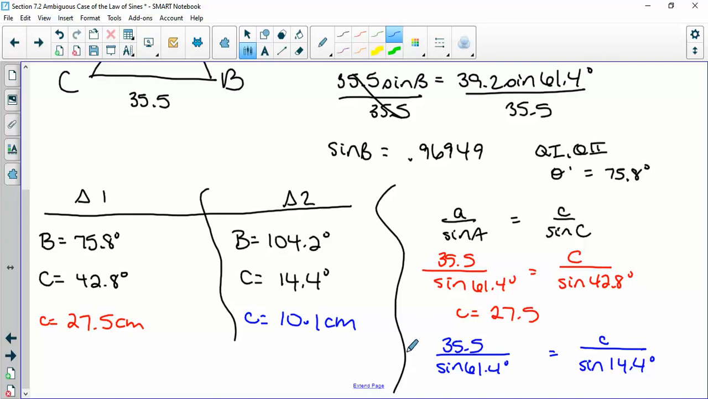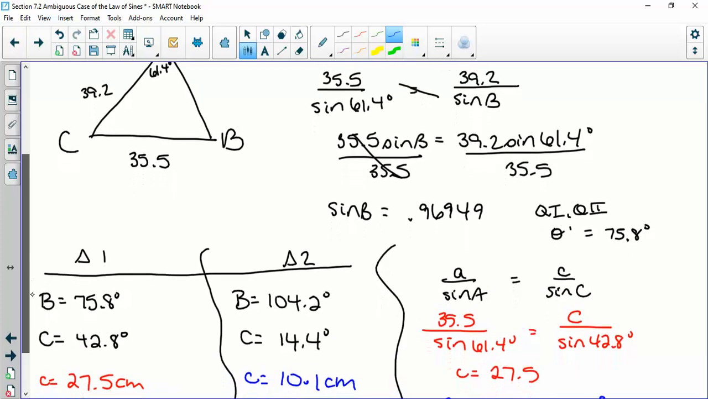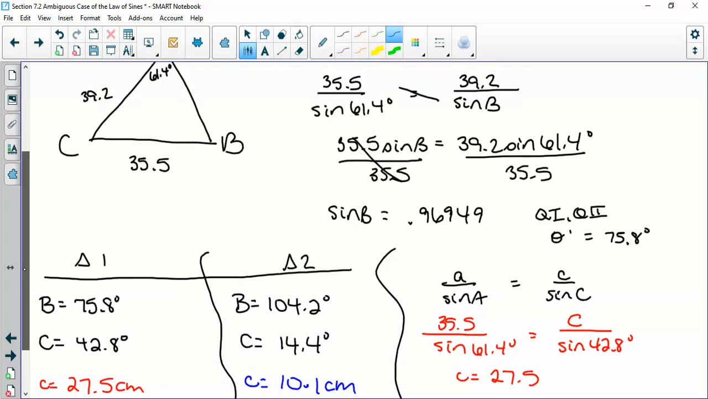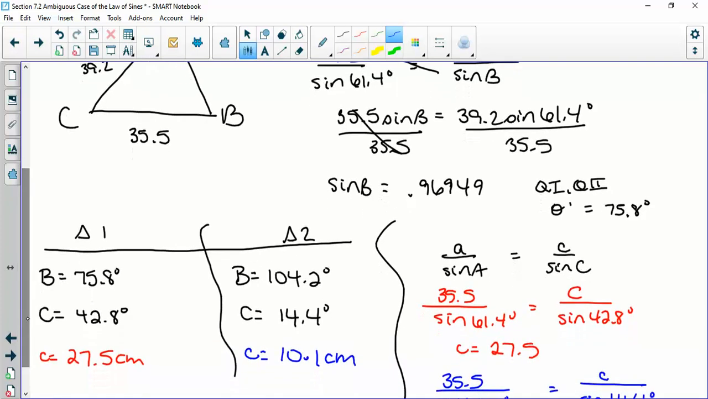Is everyone okay with how I got this? Quick check, just to verify. My biggest angle in the first triangle looks like angle B, and looking at it, side B is the biggest side. Smallest angle in the first triangle was C, and side C was the smallest side, so that's all good. Same thing over here. Angle B is the biggest, side B is the biggest. Angle C is the smallest, side C is the smallest. So that's just kind of a quick check.